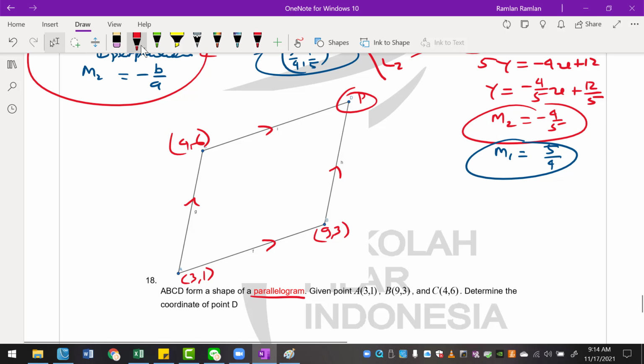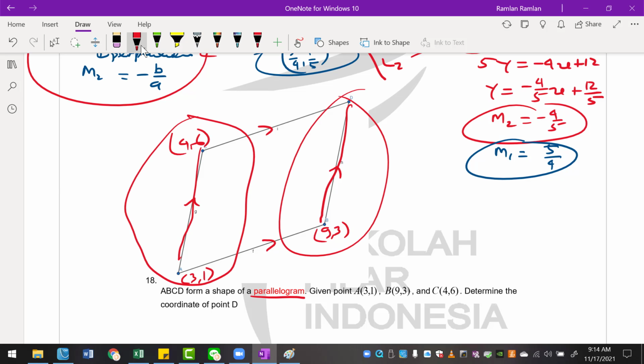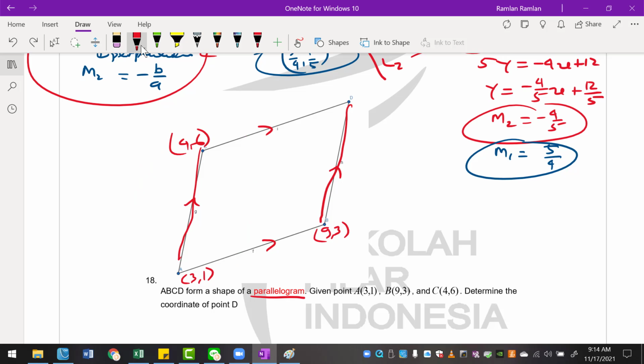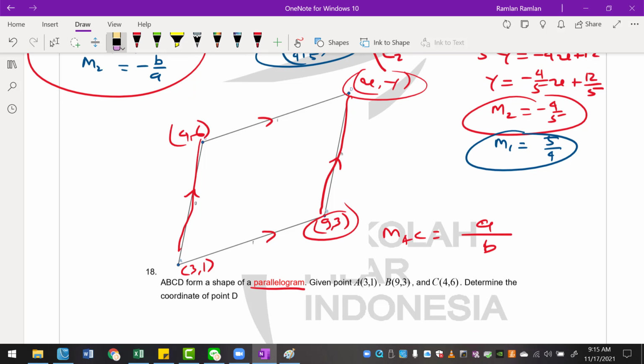Then determine the value of D. We don't know the coordinates of this point, right? So how can we do that? This line over here is parallel to this one, which means that if two lines are parallel, the gradient will be the same. So let's find the gradient of this one, and then connect that to this one later on. The first thing you do is find the gradient of AC.